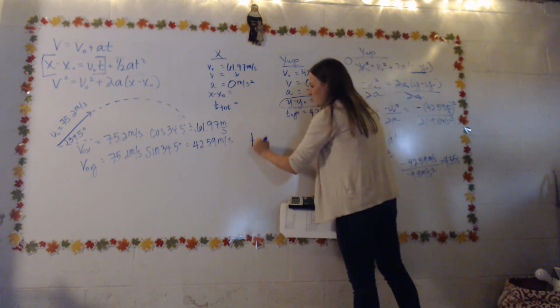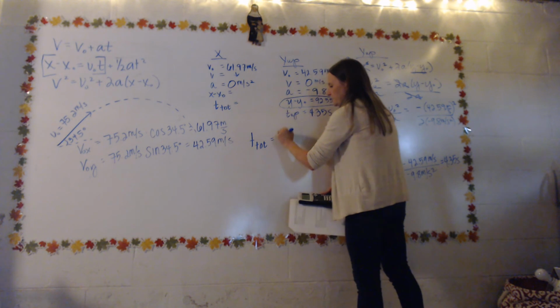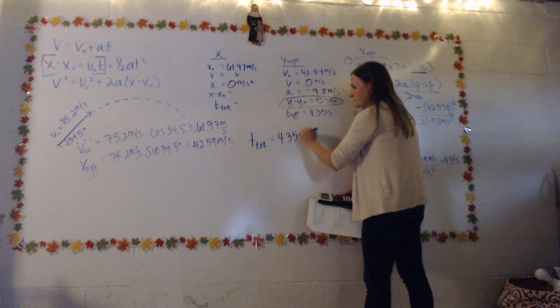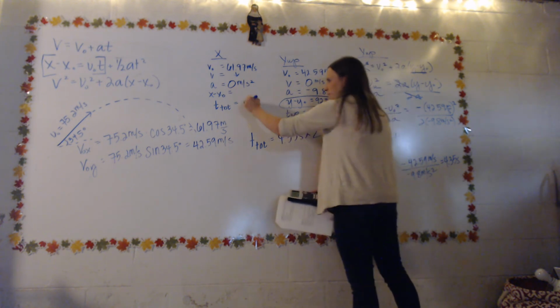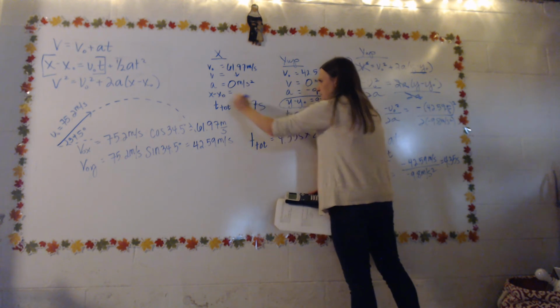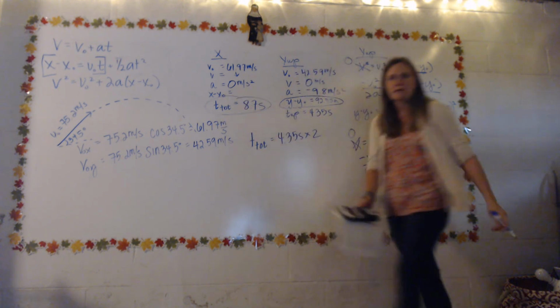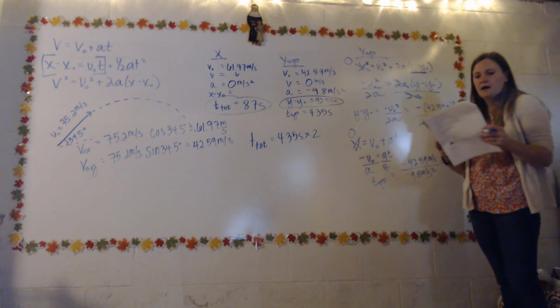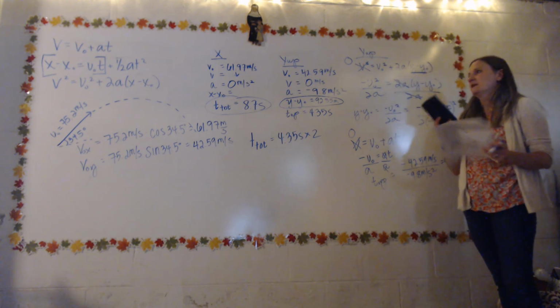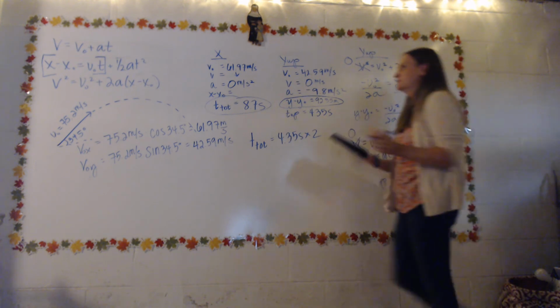So the projectile is going up for 4.35 seconds. The total time is going to be equal to 4.35 seconds times 2. So what is that, 8.7? 8.7 seconds is my total time in the air.